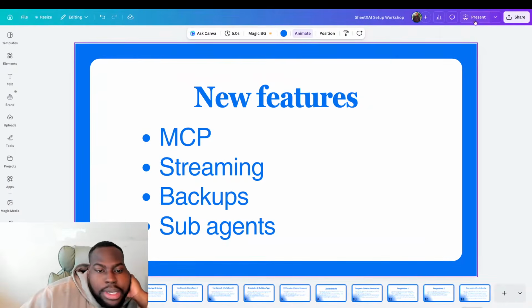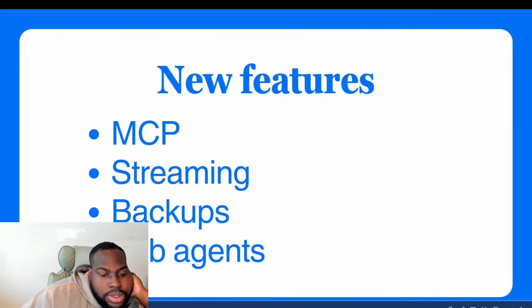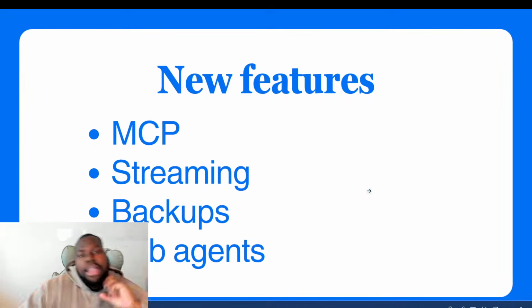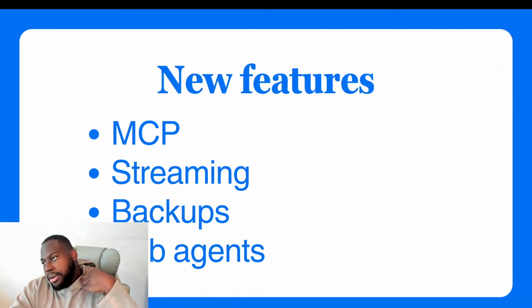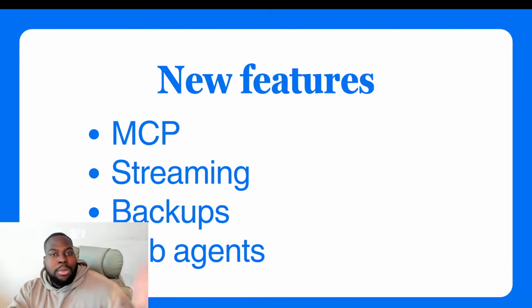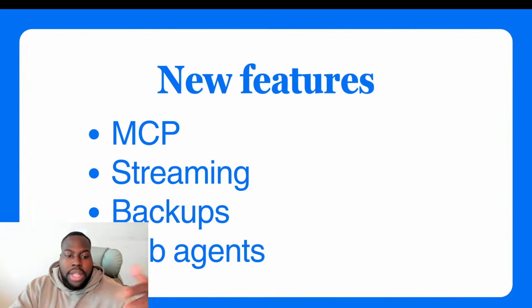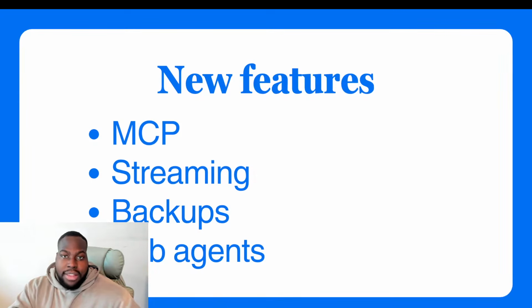Okay, so I've shown you guys a bit of the new stuff. We got MCPs, we got streaming, we got backups, we got sub agents, and I believe these make SheetXAI a level where I can look at almost every other AI for Excel, AI for spreadsheet company and genuinely see that I'm better. Because the streaming was a big issue before, that's fixed. The backups, not all of them have that, right? So that's also a big thing that we changed.